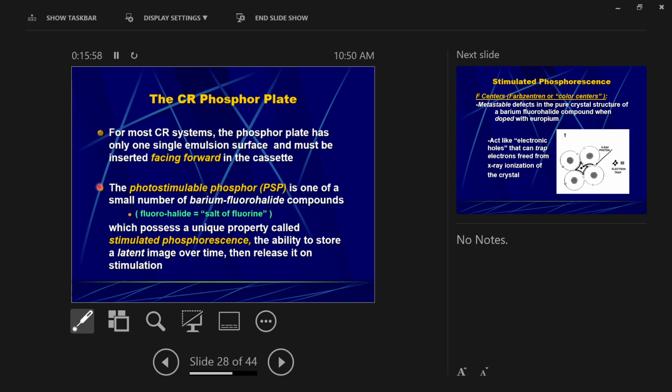So on the way out of the processor, a special wavelength of light is shined on the plate, and that erases the plate. The plate dumps all of its energy when that special wavelength of light hits it, and so it does that coming back out of the receptor, and then it's ready to go again.